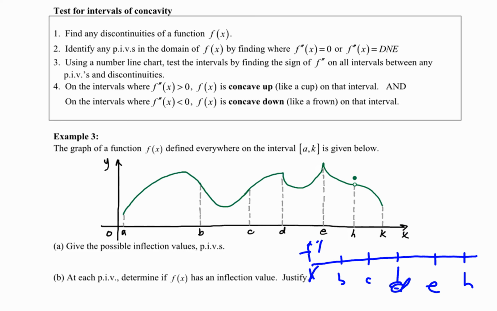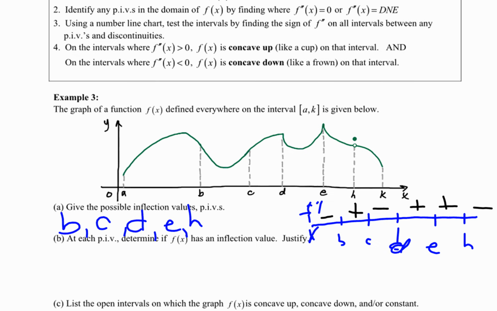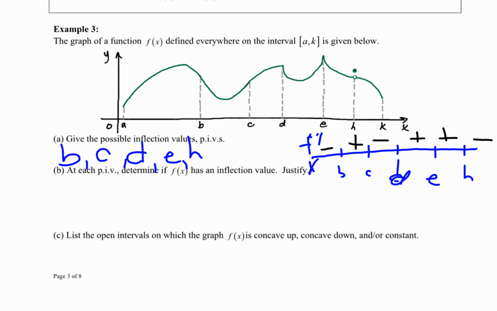So it looks like it's concave down like a frown, then it's concave up like a cup, down like a frown. Between D and E, it's up like a cup, and between E and H, it's up like a cup, and on the other side of H, it's down like a frown. So when I list possible inflection values, that could occur at B, C, D, E, or H. Now determine if f of x has an inflection value. It has an inflection value at B, C, and D, since f double prime changes signs there.